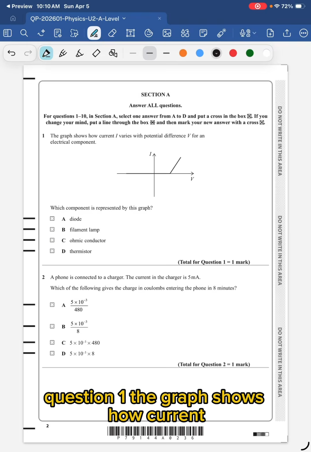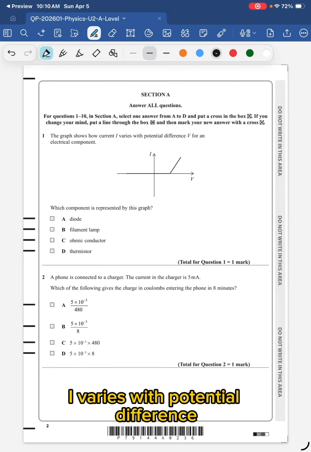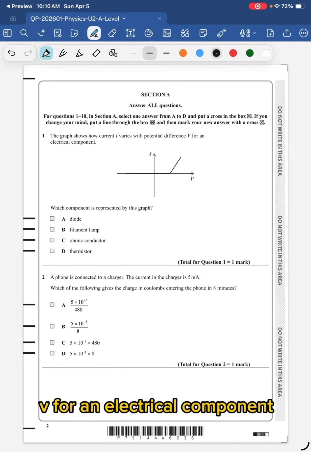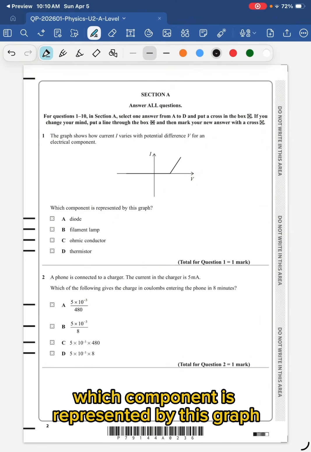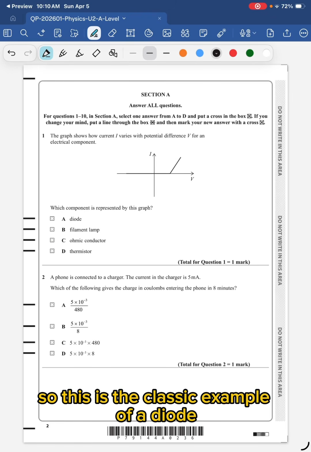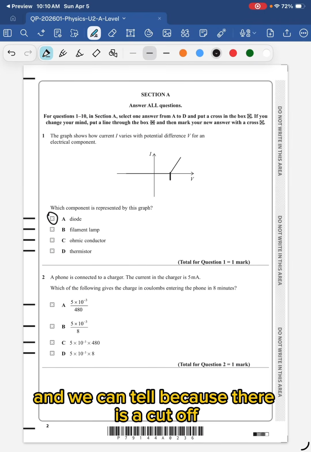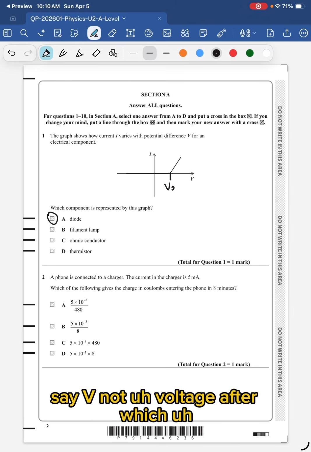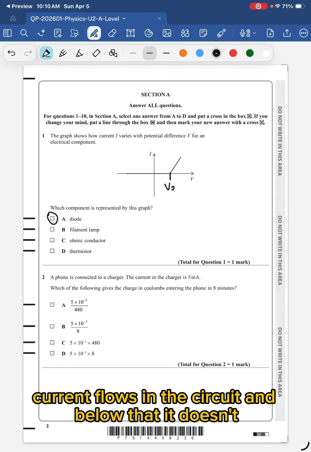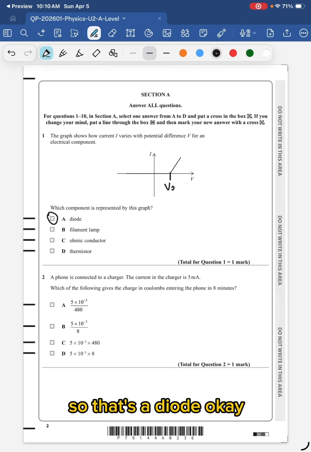Right. Question 1. The graph shows how current I varies with potential difference V for an electrical component. Which component is represented by this graph? So this is the classic example of a diode. We can tell because there is a cutoff voltage, say V naught, after which current flows in the circuit, and below that it doesn't, so that's a diode.